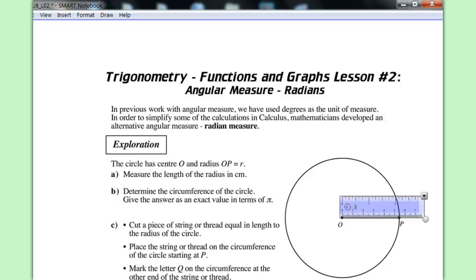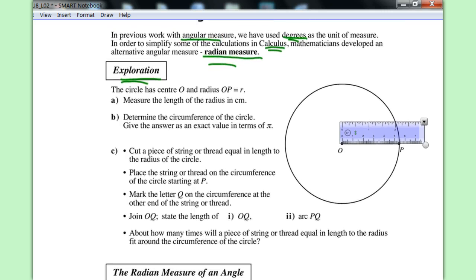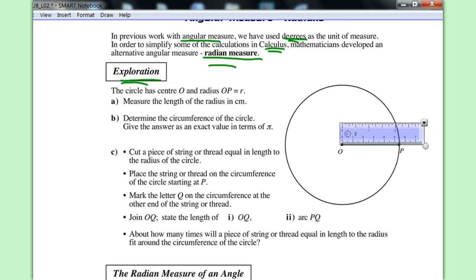In our previous work in Math 10 and Math 20, and even our review in Math 30, we've always dealt with angular measure in degrees, and that's great. However, there are other ways of measuring angles. And in calculus, the way we measure angles is radian measure. So this is an exploration about what radian measure is and how we would measure an angle in radians. I would like you to complete this exploration, play with it, and build an understanding for radian measure.